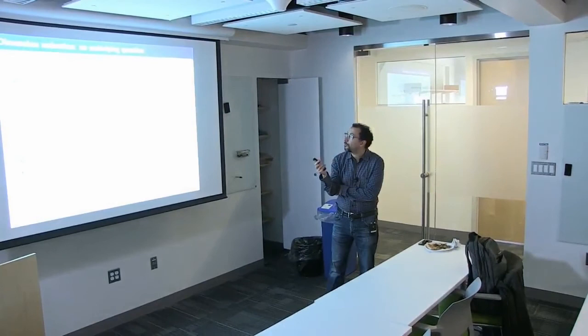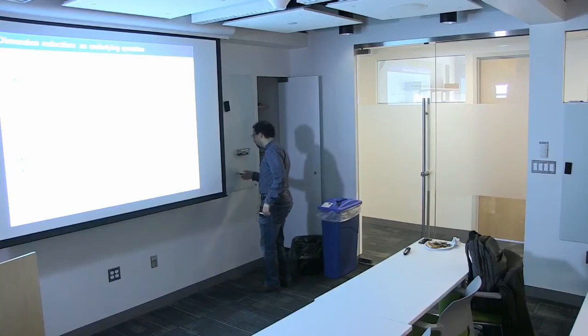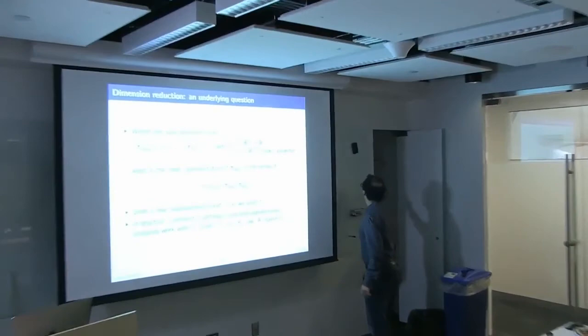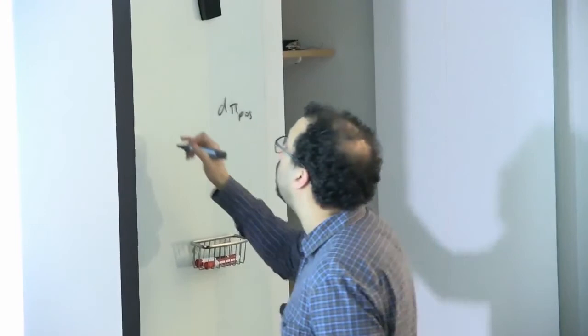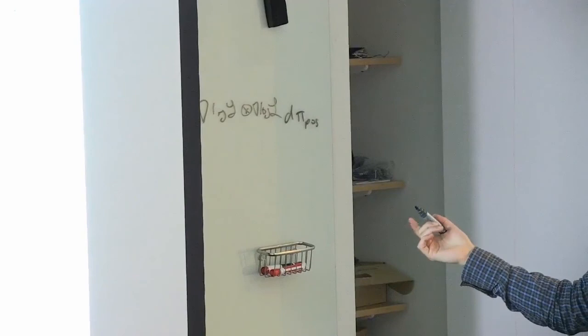But in general, the condition for there being low rank is that the likelihood not vary in too many directions relative to the prior. So what does that mean? Using this notation here, the dimension of the problem essentially comes from looking at an integral over the posterior of the outer product of gradients of the log likelihood. So this is a matrix in general.